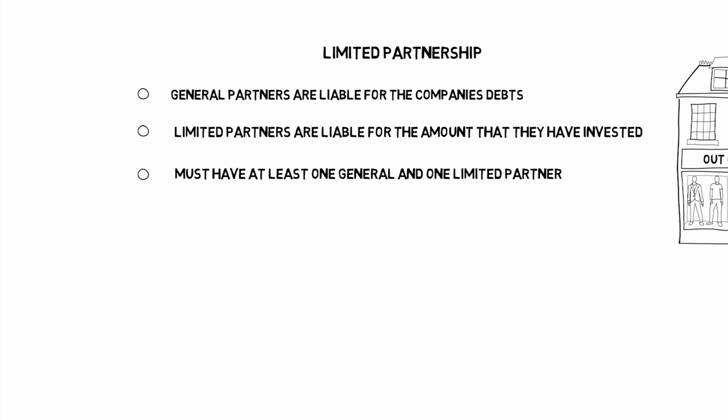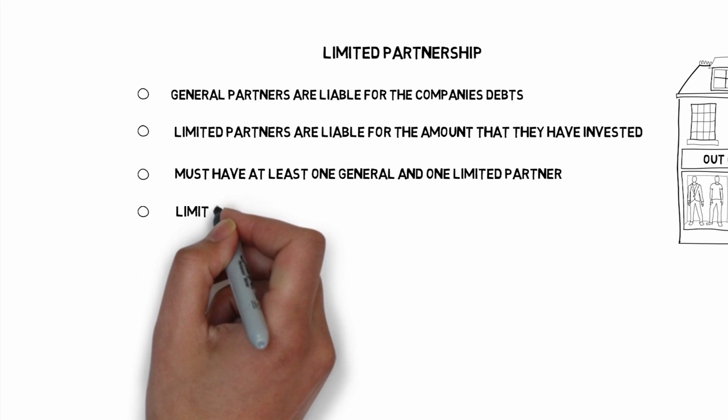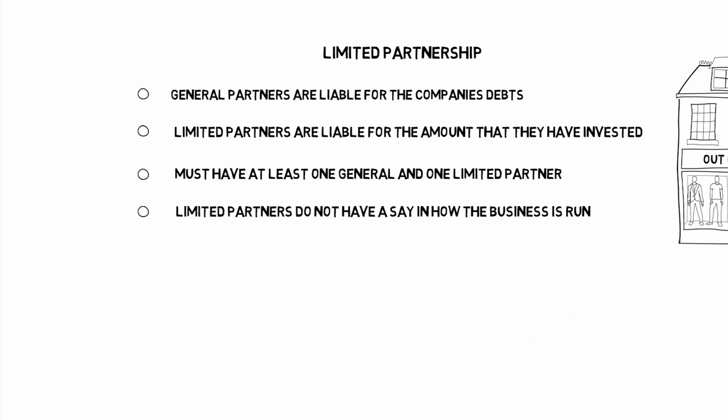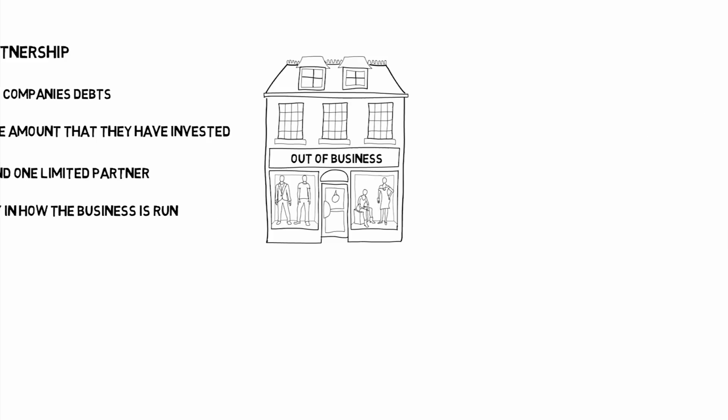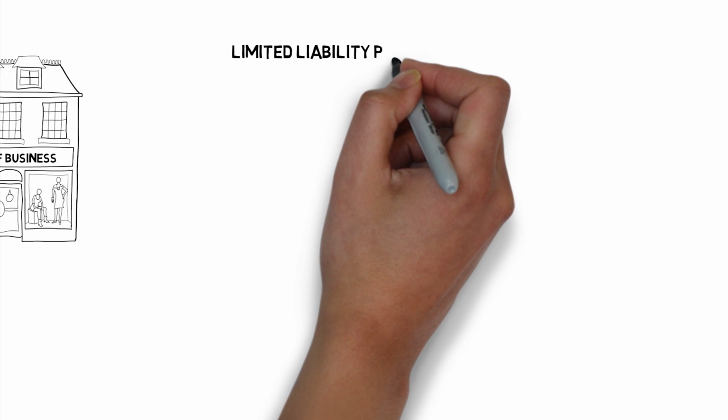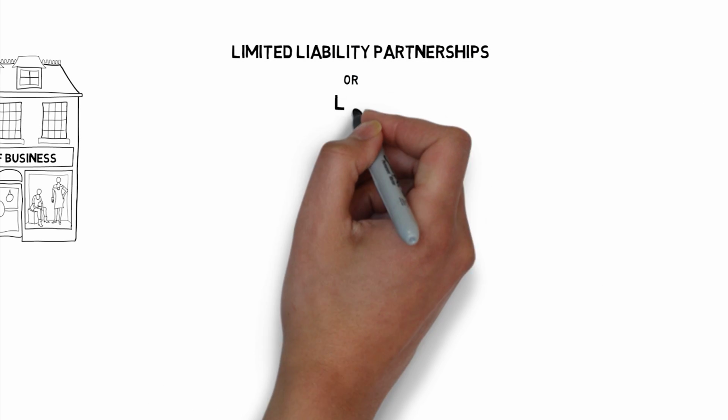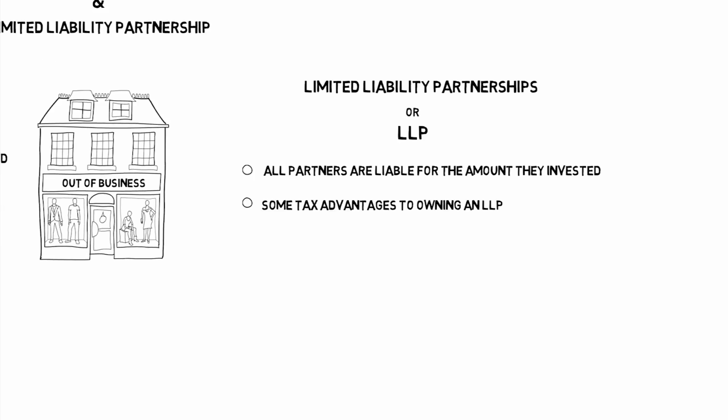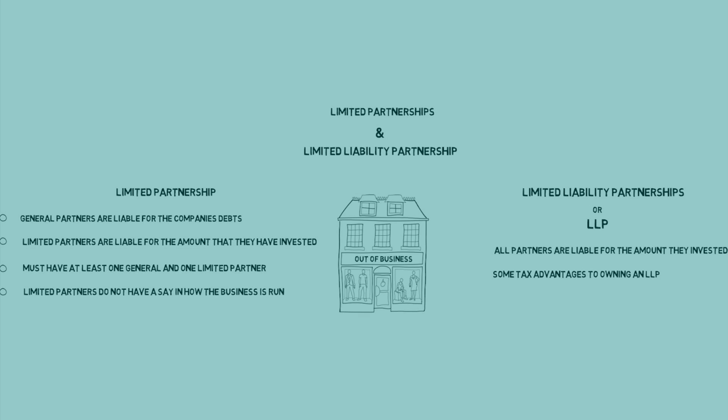Limited partners do not have a say in how the business is run and are not able to withdraw the funds they have invested. Limited partnerships need to be registered with Companies House. This, as with limited companies, is easiest through an online agent. In a limited liability partnership, also known as an LLP, all of the partners are only liable for the amount that they have invested. There are some more complicated tax advantages to owning an LLP in the UK. To fully understand these, it's best to seek professional advice.